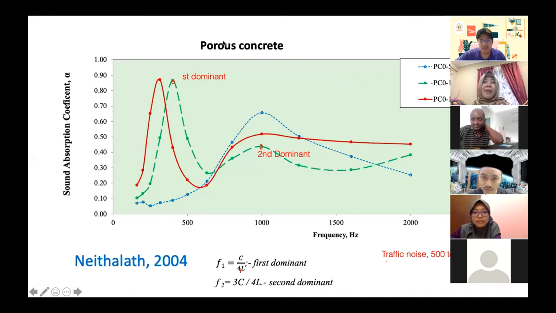So for this graph, we can see the difference in thickness. We want to find the good one. So the good one is the green thickness, the 100 mm. Another characteristic: when you increase the thickness, whatever the material, you will find that the dominant will shift to the left. Martin, did you get that? How about your material? Does your material have characteristics like this?